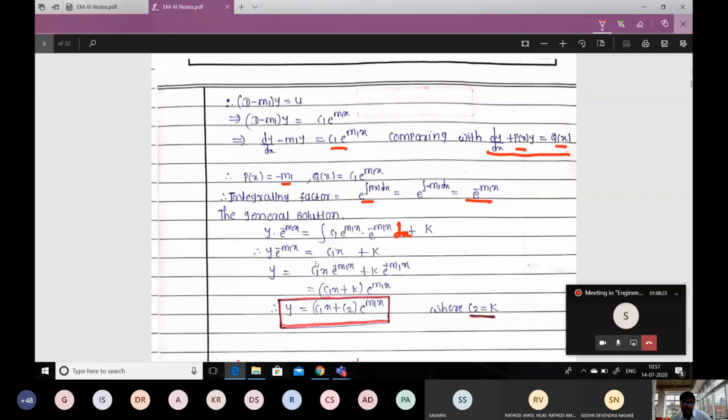So multiply both sides by e to the power positive m1x. So on the left hand side we get y, and on the right hand side we get C1x e to the power positive m1x plus k times e to the power positive m1x. Now we can take e to the power positive m1x common. So we get C1x plus k, times e to the power m1x. And lastly, we get the solution y is equal to C1x plus C2 times e to the power m1x.